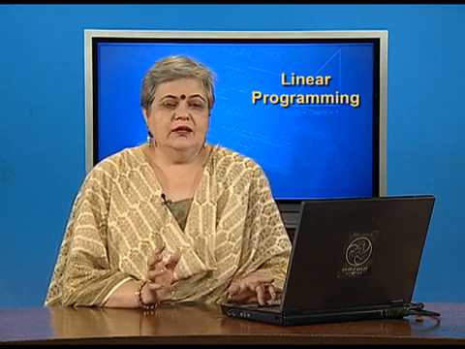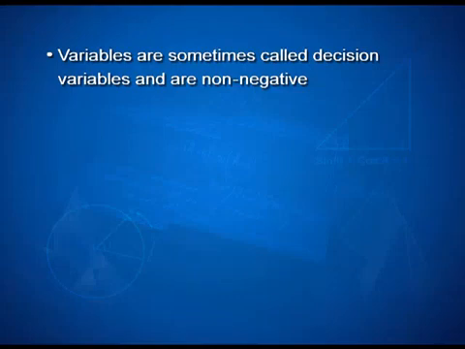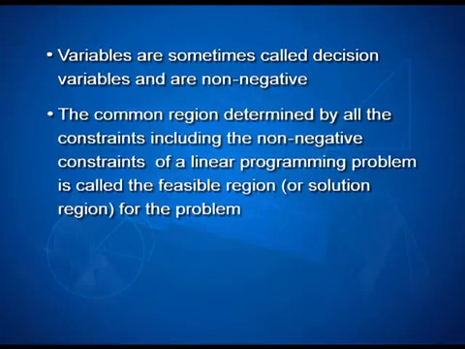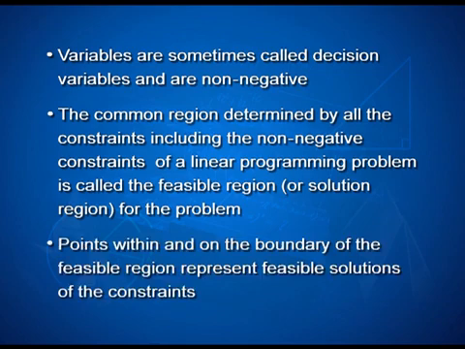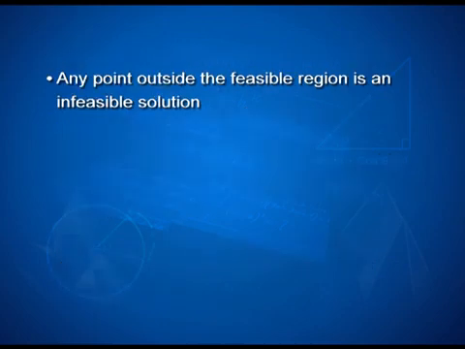Then we are looking at the feasible region. What do we mean by feasible region? The common region determined by all the constraints, including the non-negative constraints of a linear programming problem, is called the feasible region for the problem. The points within and on the boundary of the feasible region represent what we call feasible solutions of the constraints. Any point outside the feasible region is an infeasible solution.